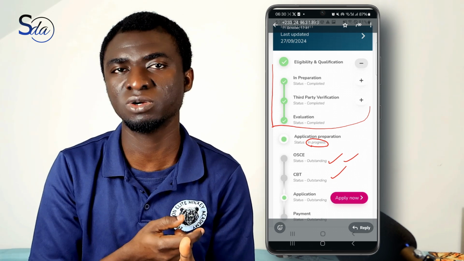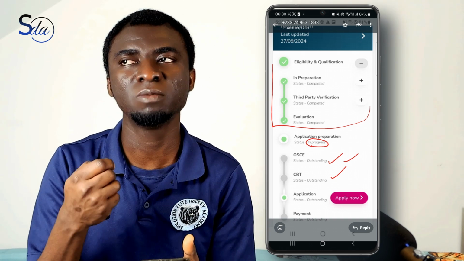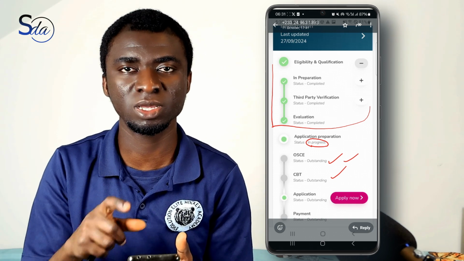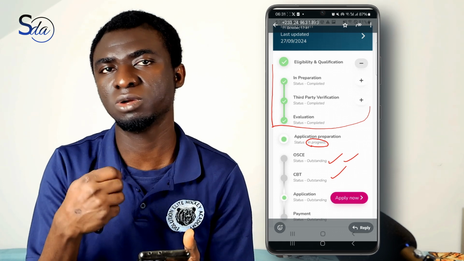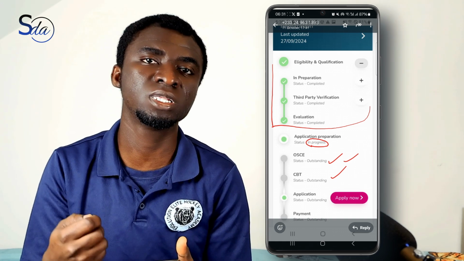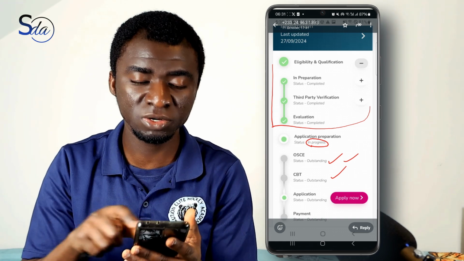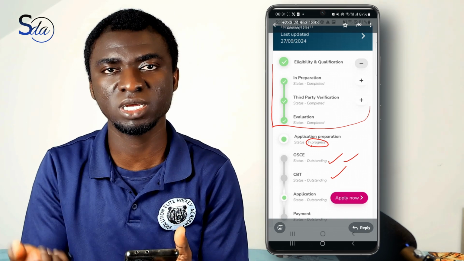Even though you might have passed your OSCE, you might have passed your CBT, you may not have a PIN yet. That is to say that your application is not completed. In as much as I'm saying that you get your PIN once your OSCE is written, you've got to ensure that everything on the portal is well said and done.